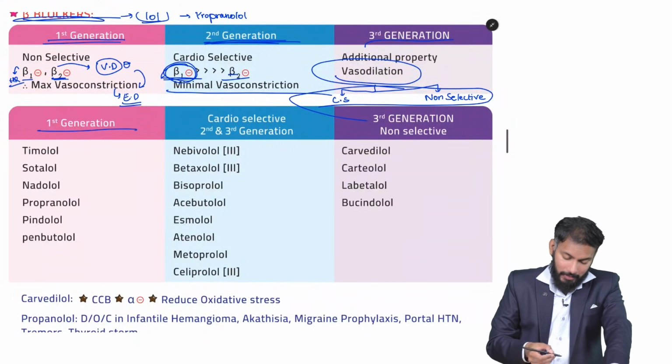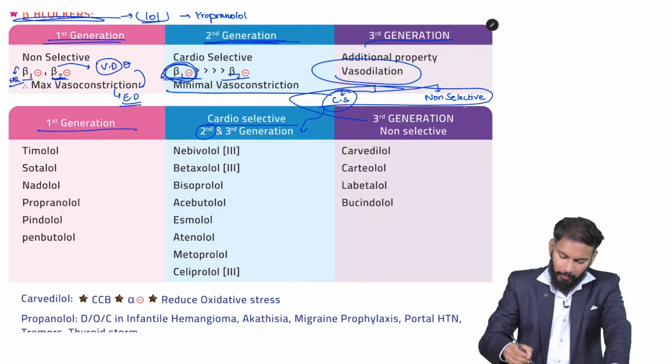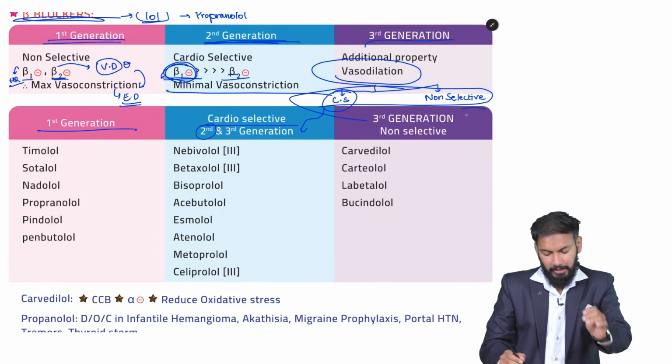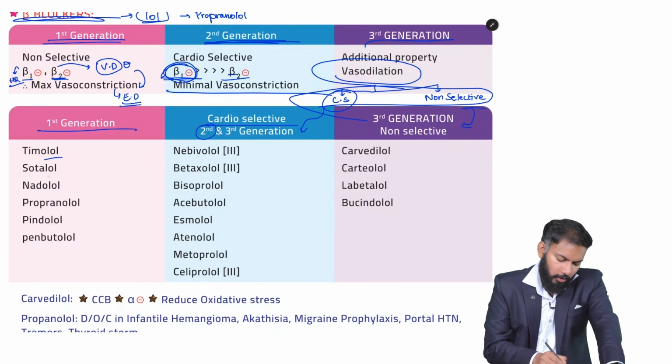First generation, these are non-selective. Then I've written cardioselective. Second generation is cardioselective, and third generation cardioselective also I've added here. So this is the second table. Third table is third generation and non-selective. So this is the table you have to go through.